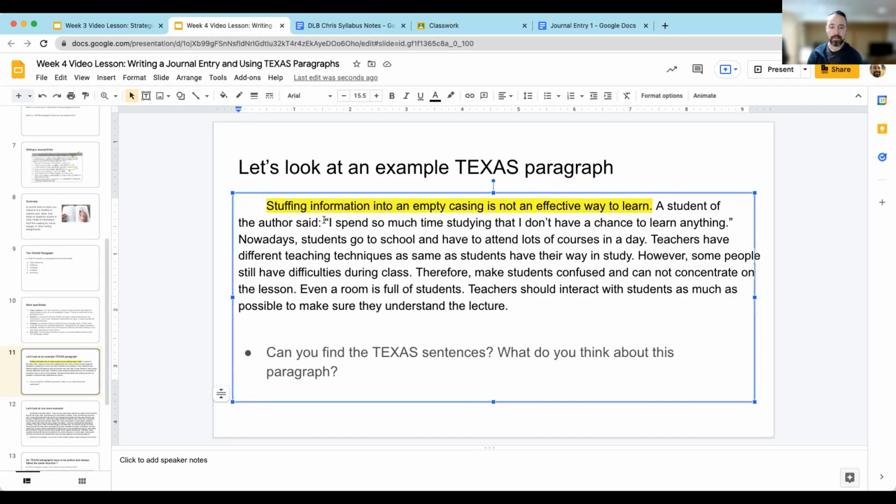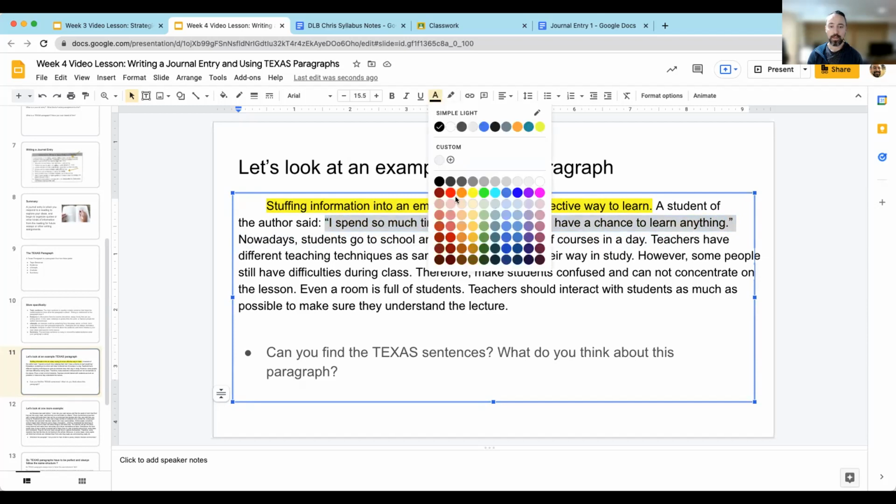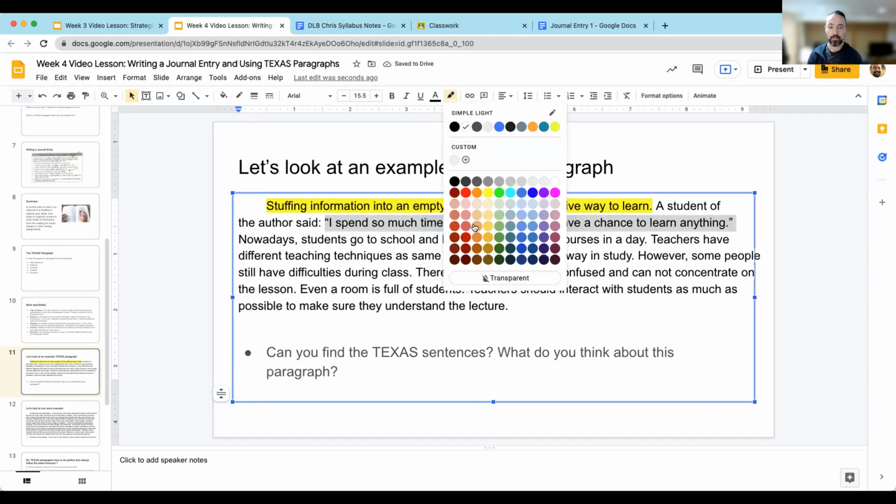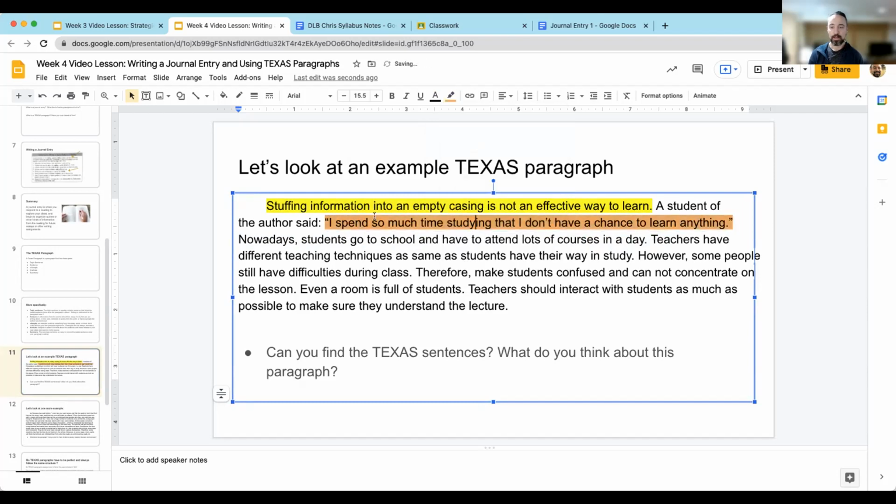Then we can see that after that, they introduce a quote, which is evidence, right? So we can add that here. Whoops, I don't want to change the text color. Instead, I'd like to highlight it. We can highlight it orange. Here, the student adds in evidence. So now we have the T and the E.